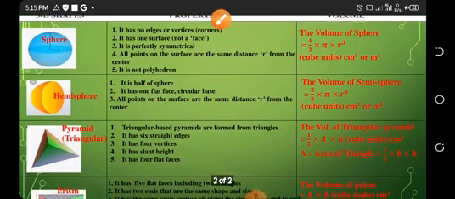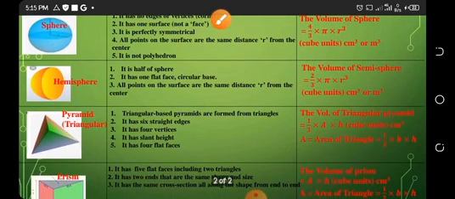The next one is pyramid. Look at the pyramid. We have different types of pyramid. We are going to look at triangular pyramid. And what are the properties? 1, triangular base pyramid are formed from triangle. 2, it has 6 straight edges. 3, it has 4 vertices. 4, it has slant height. 5, it has 4 flat faces.